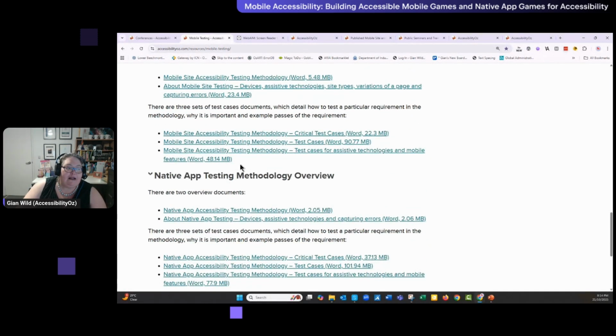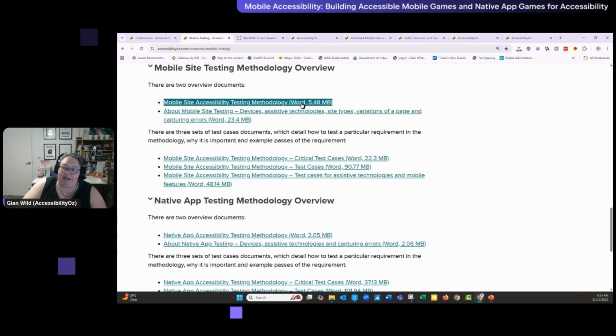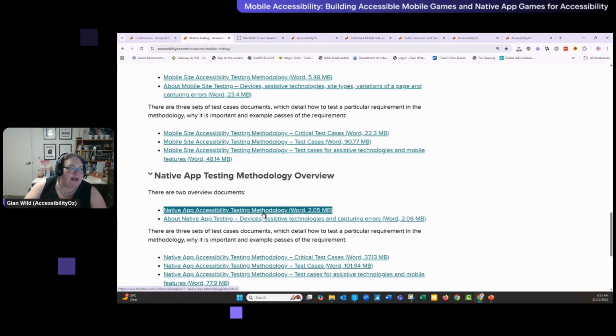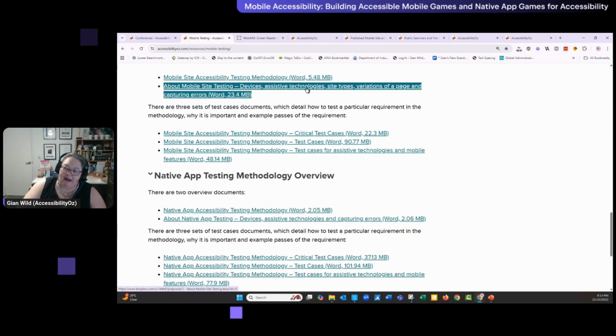They are very similar, but we did find it was easier to pull them apart. And basically you have this methodology, which is the equivalent of your success criterion in WCAG. So these are the rules that you need to follow, but just the rule itself, not how you would go about doing it. And so you have that for mobile site and native app. And then you have an about document. About talks about devices, assistive technologies, site types, variations of the page, capturing errors, etc., specifically to mobile sites or specifically to native apps.